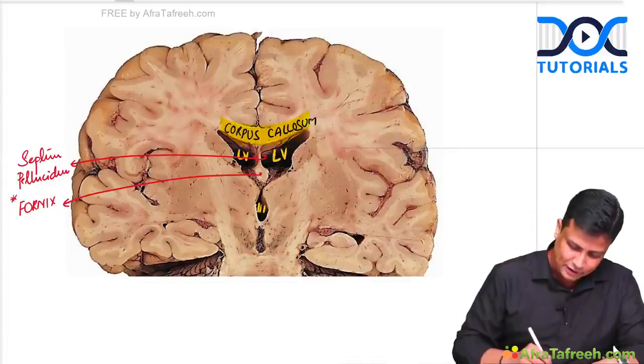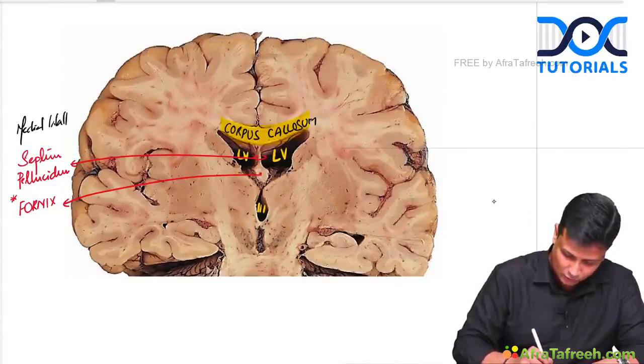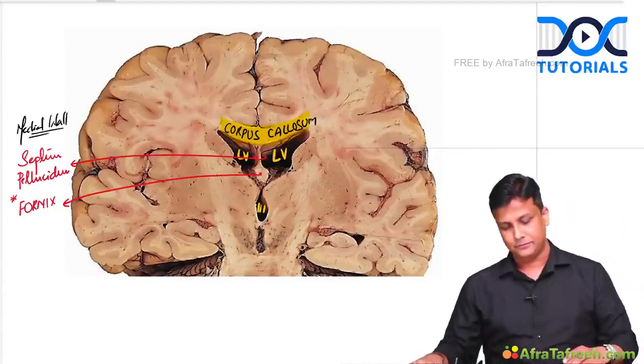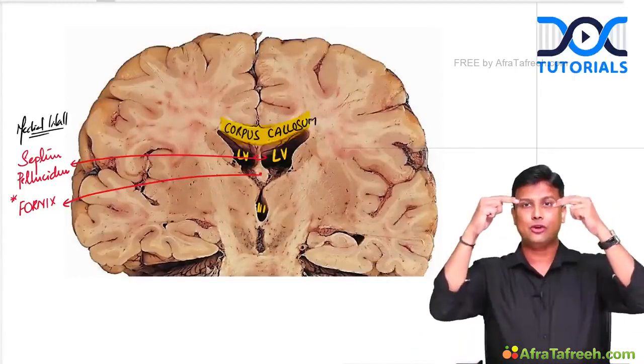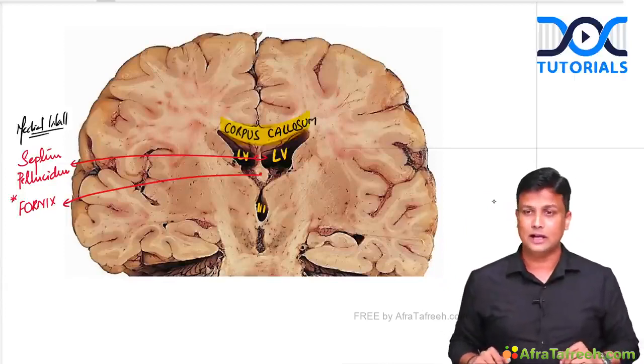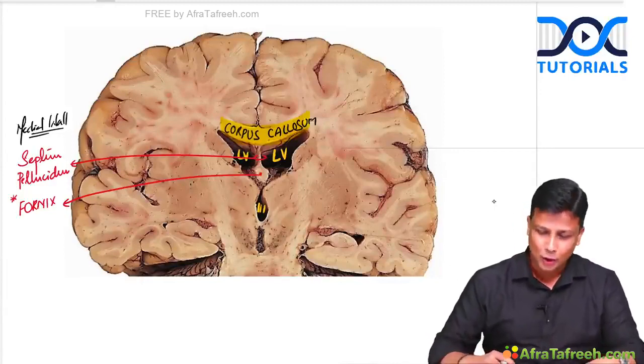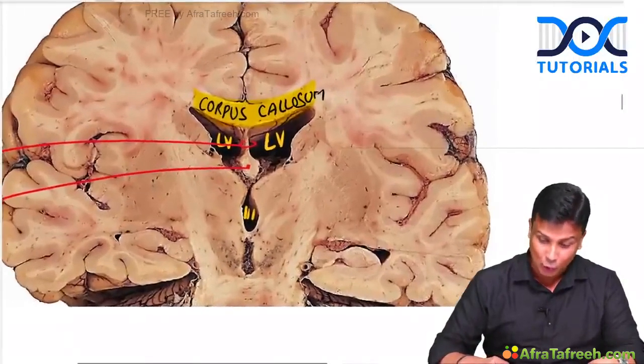The septum pellucidum and the fornix, these two are going to form the medial wall. They are going to form the medial boundary, or the medial wall, of the lateral ventricle, guys. The corpus callosum is going to form the roof of that one, and the medial wall is formed by the septum pellucidum along with the fornix. Okay? Yes. And now welcome to the most important thing, the floor.